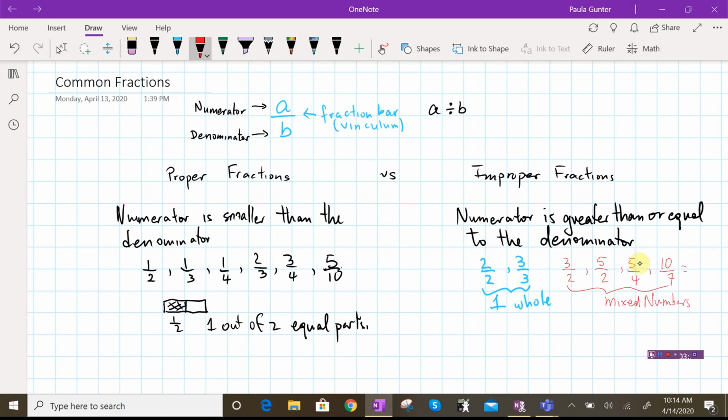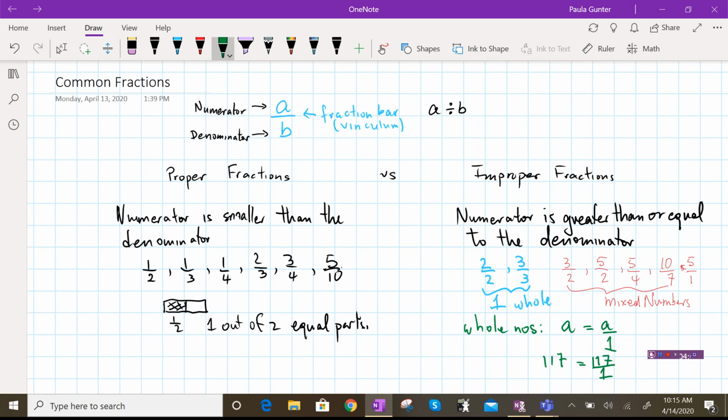Notice we can even have a whole number, such as 5, and 5 can be written as 5 over 1. So we should also put in here that whole numbers, not just one whole, are really improper fractions. Whole numbers, represented as a, can always be written as a over 1. So it doesn't matter if I have even a huge number, 117, I can write it as 117 over 1.